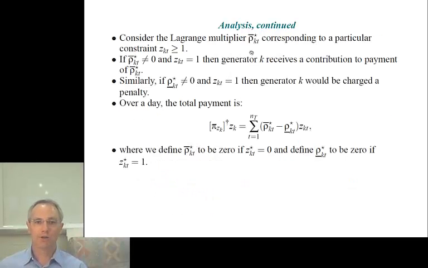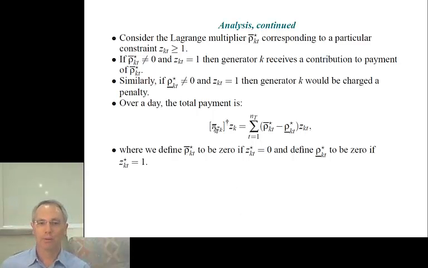So let's consider a Lagrange multiplier, rho overline kt star, corresponding to a particular constraint zkt greater than or equal to 1. If rho overline kt star is not equal to 0 and zkt equals 1, then the generator receives a contribution to its payment of rho overline kt star. Similarly, if rho underline kt star is not equal to 0 and zkt were equal to 1, then generator k would be charged a penalty. So this is going to encourage the generator to be committed when rho overline kt star is positive, and it's going to encourage the generator to not be committed when rho underline kt star is not equal to 0.